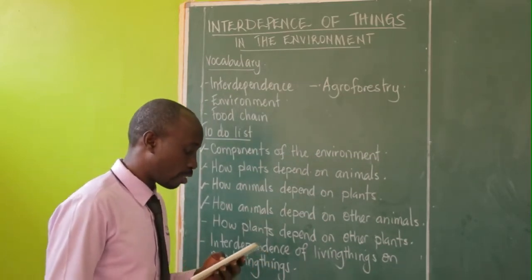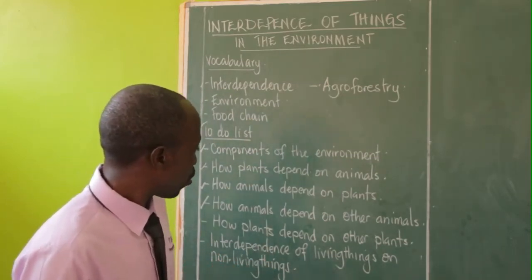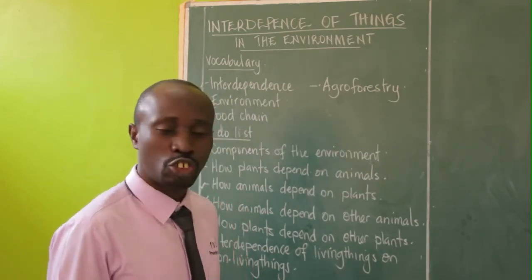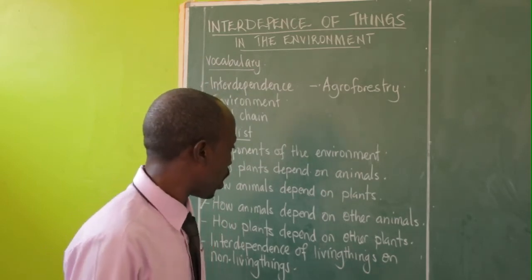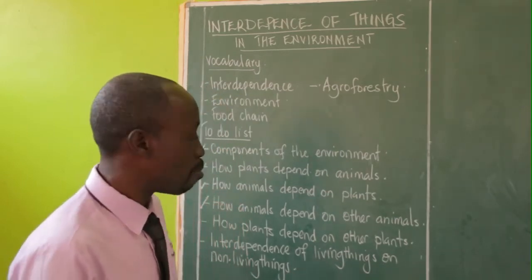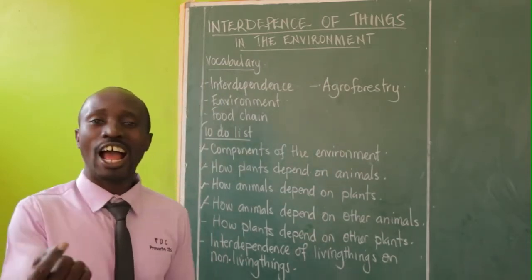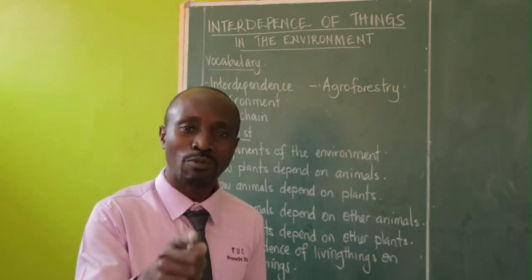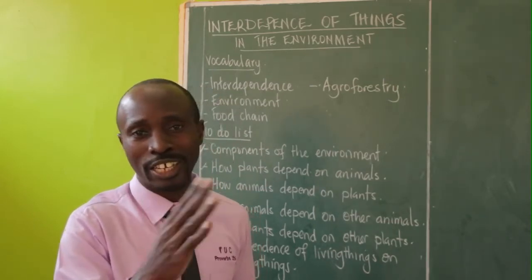Now let's look at animals being parasites. We have that relationship or the feeding mechanism, which is called a parasitic mode of feeding or mode of nutrition, where an organism depends on another organism for food, but without necessarily killing them.